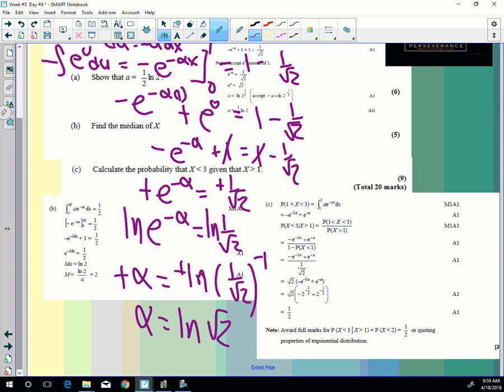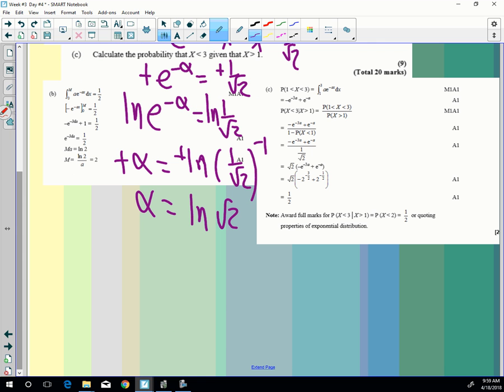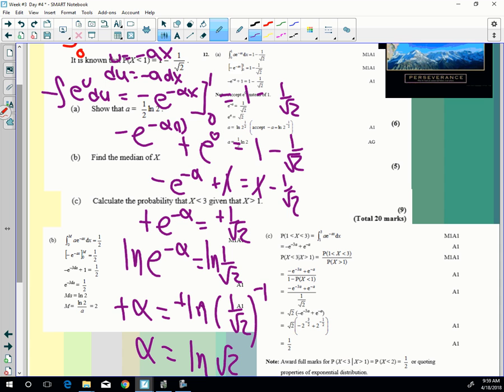Oh, wait. We don't want that. We want to get it like this. That's okay. Alpha is equal to ln of the square root of 2. I like that. And this is the same as ln 2 to the what power? 1/2, which is the same as ln of 2 times what? 1/2. And that's what you're supposed to get.